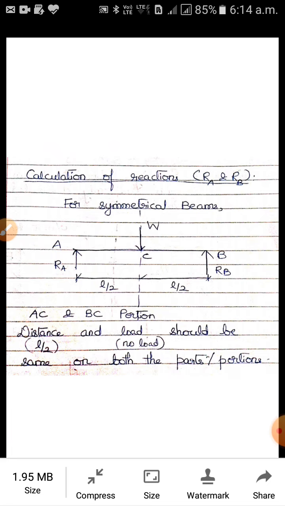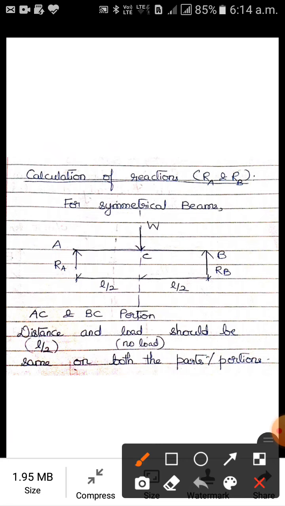Now, calculation of reactions, what did we do? To find RA, we took the moments about B. And to find RB, we took the moments about A, clockwise, anti-clockwise. So, we have another shortcut for symmetrical cases. What is a symmetrical beam? See, same beam, what you have to do, you have to draw a line at the center.